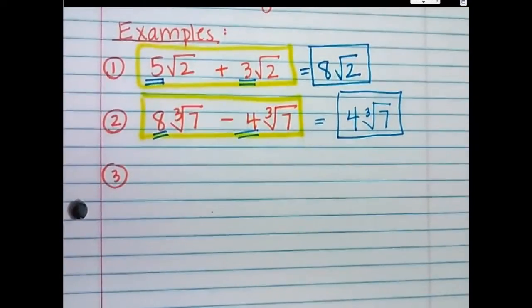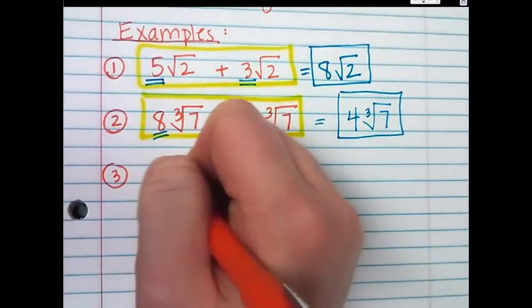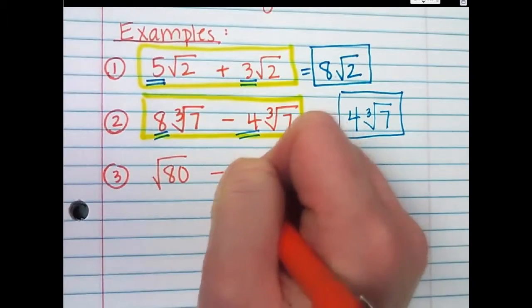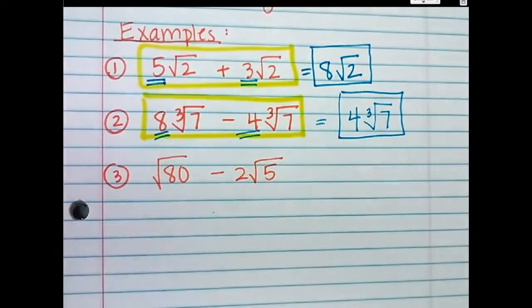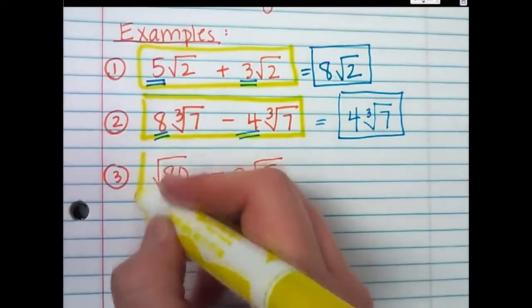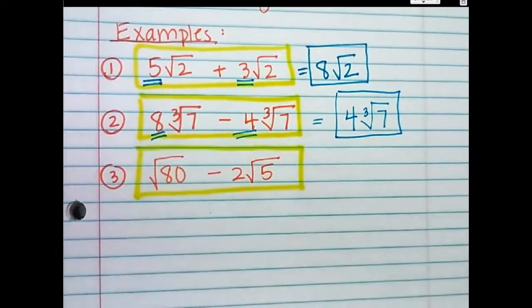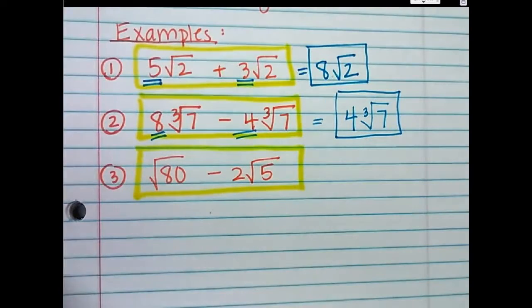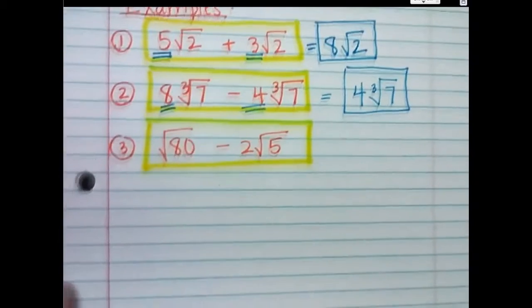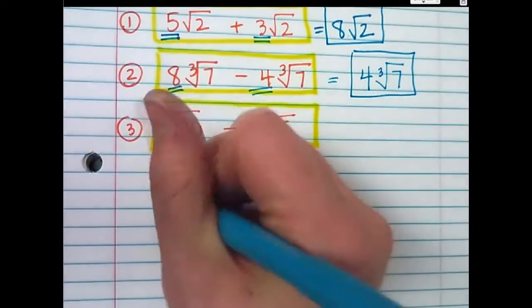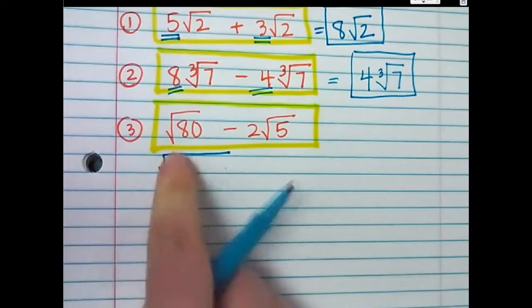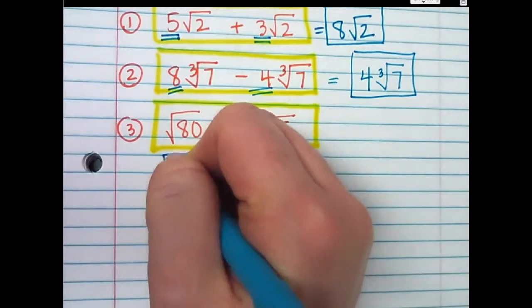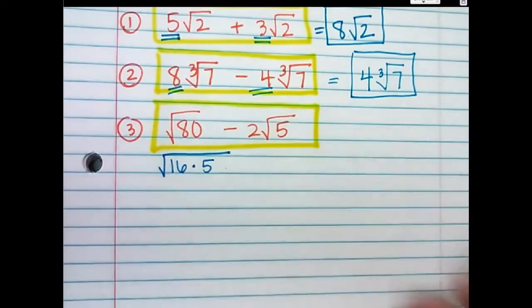Okay, number 3. So now we'll start simplifying a little bit. Square root of 80 minus 2 square root of 5. So right now they're not the same, but I can simplify this square root of 80. Anyone know what perfect square goes into 80? 16 times 5. Okay, so underneath it, I'm going to rewrite 80 as square root of 16 times 5.